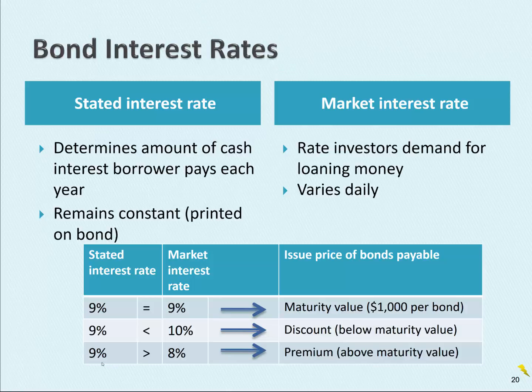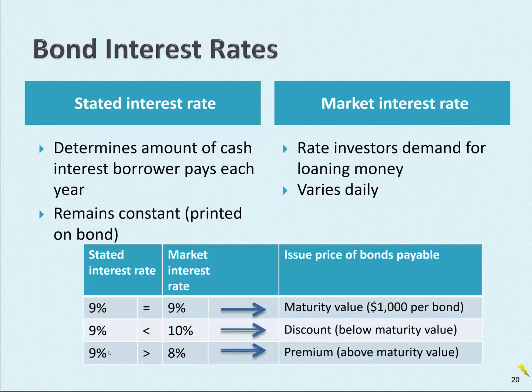In the last scenario, we have chosen to sell a 9% bond, but by the time we get around to issuing the bond, because it takes a lot of work and time and effort to get the bond ready to be sold, bondholders are only demanding 8% interest. So who wants to buy our 9% bond when other bonds are being sold for 8%?